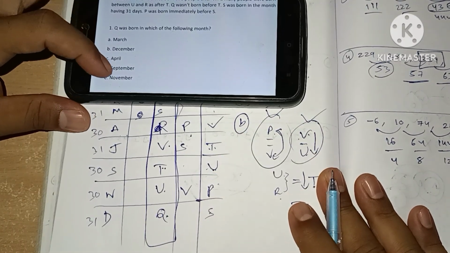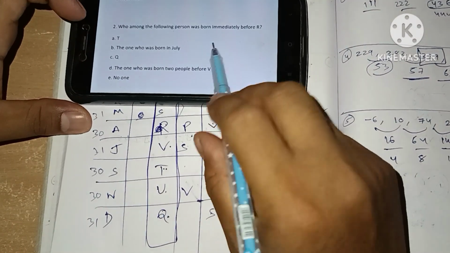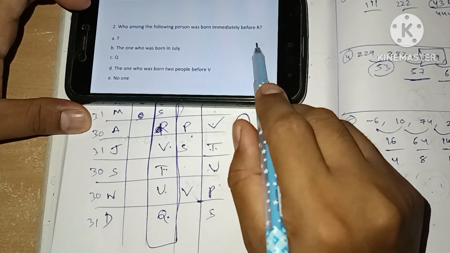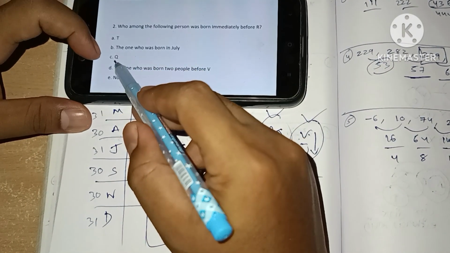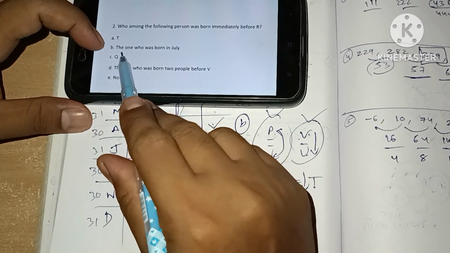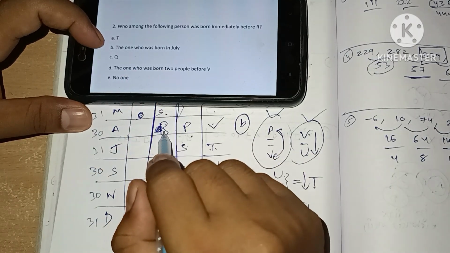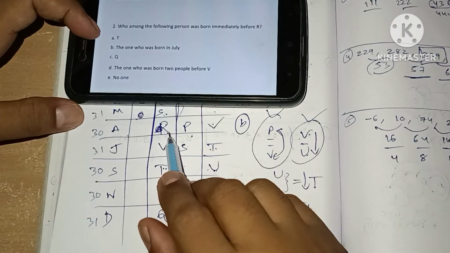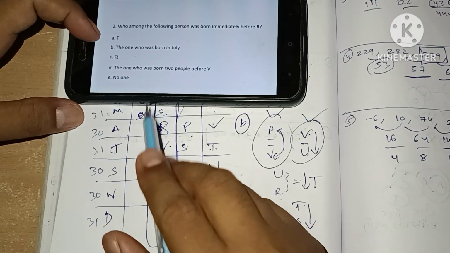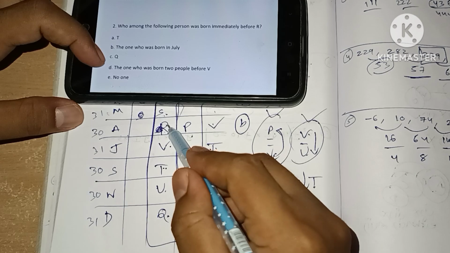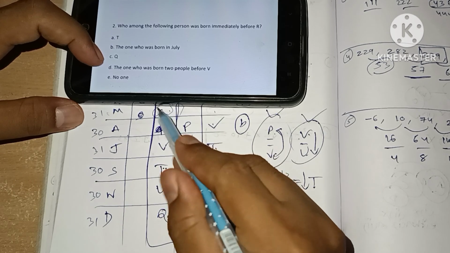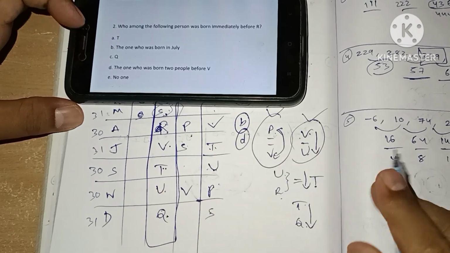Next, second question. Who among the following persons was immediately born before R? Immediately before R means yes. So we check B and D here. The one who was born in July. No. The one who was born two people before V. 1 2, yes. So it is talking about yes. So the answer will be option D.